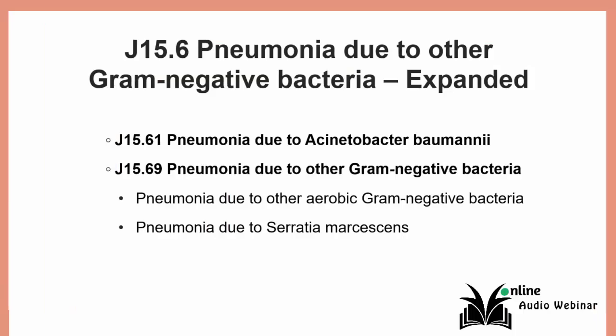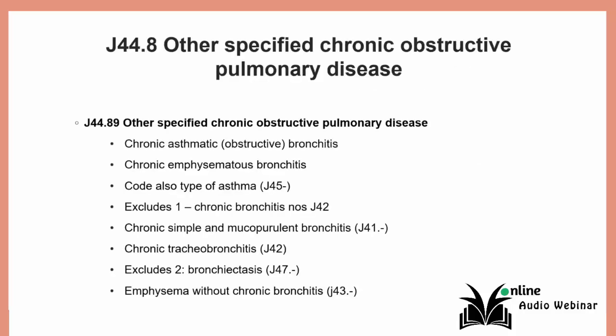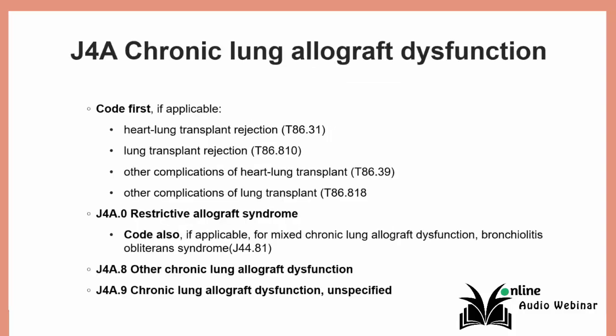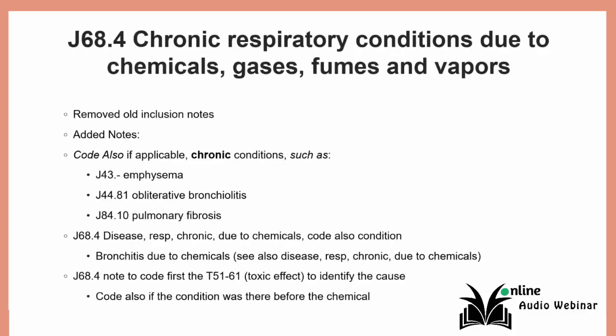Okay, so now here we go. This is the J15.61, pneumonia due to Acinetobacter baumannii. So J44.89, other specified COPD. J4A, chronic lung allograft dysfunction. J68.4, chronic respiratory conditions due to chemicals, gases, fumes, and vapors.